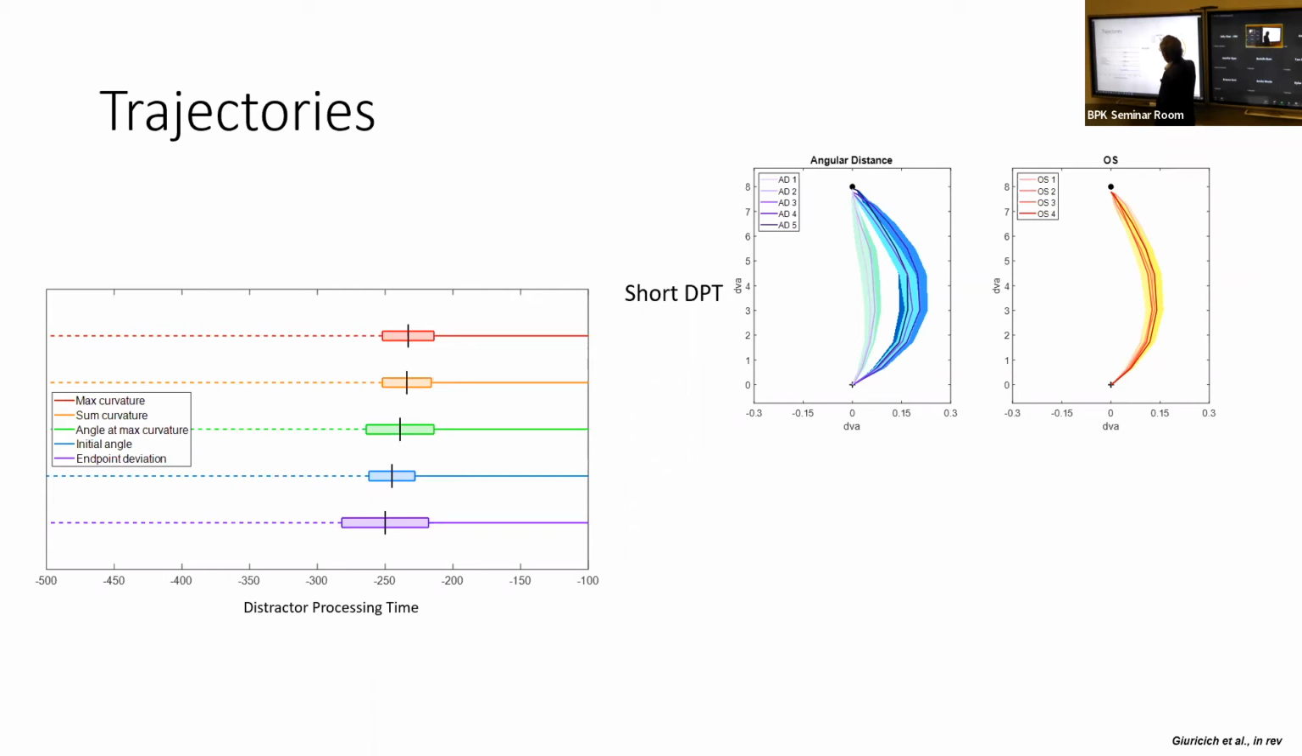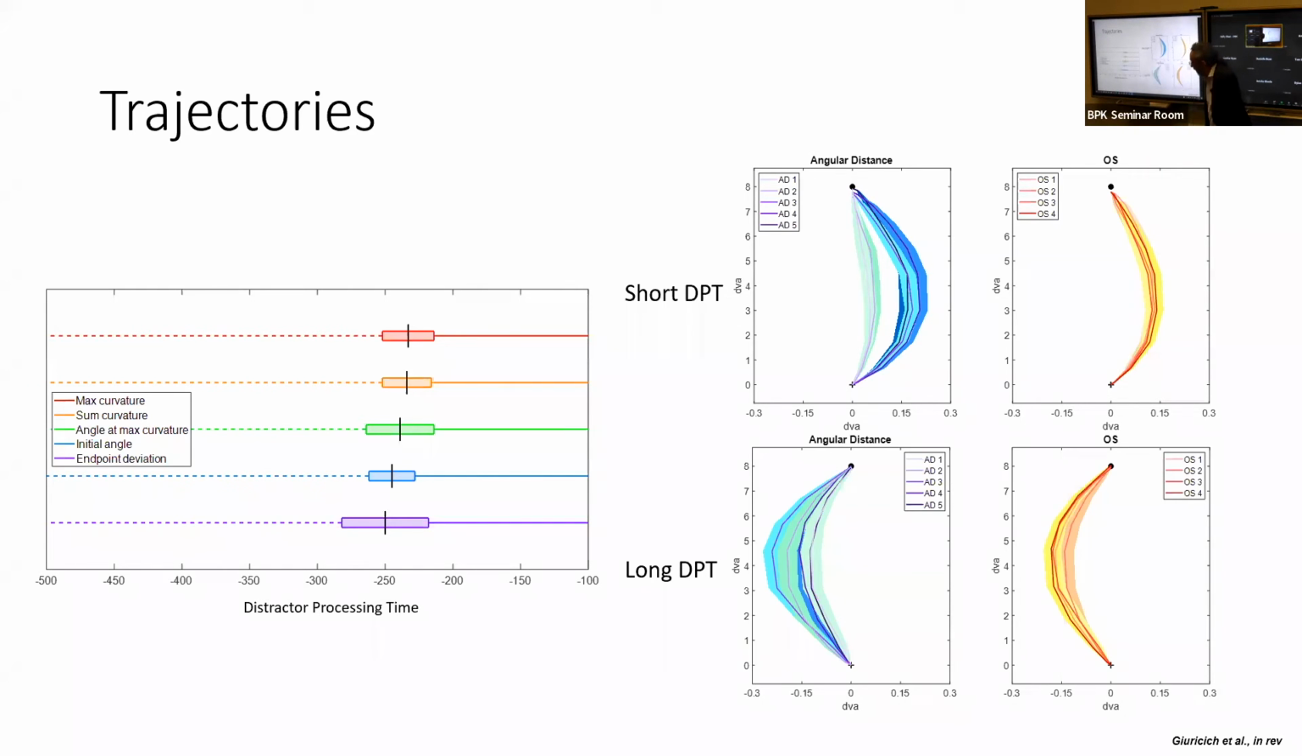But here are the average trajectories across 5 angular distances. And you can see that as the angular distance gets further out, the curvature gets larger. But as the objective similarity goes from 1 to 4, it's actually a much smaller range. We can look at the long times when the distractor is inhibited. And again, we can see a general pattern that as the angular distance gets further, we get more curvature out, and we get a little more variability for objective similarity.